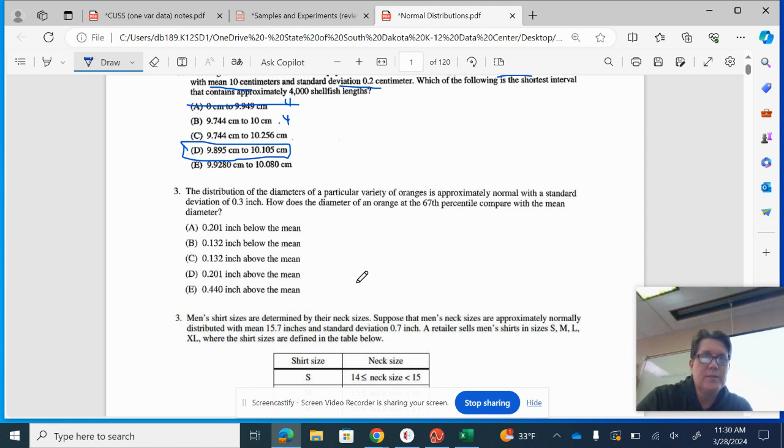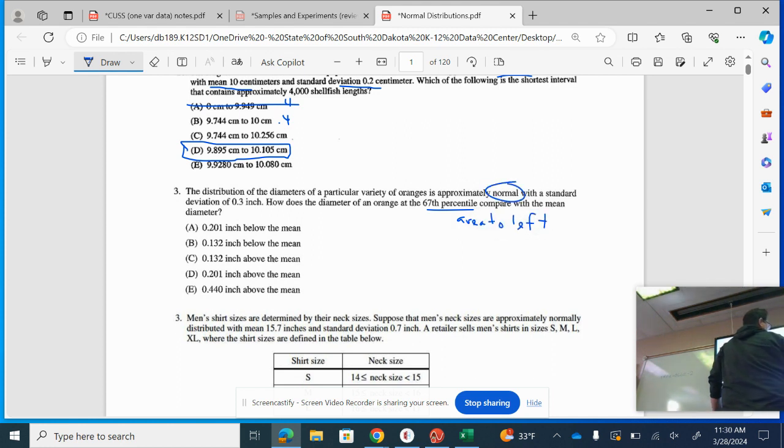The distribution of the diameters of a particular variety of oranges is approximately normal with a standard deviation of 0.3. How does the diameter of the orange in the 67th percentile compare? All right, a couple things in here. What's a percentile? Percentile is the area to the left.